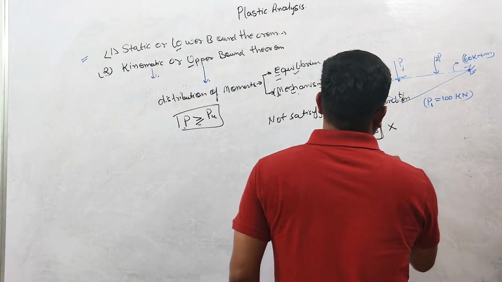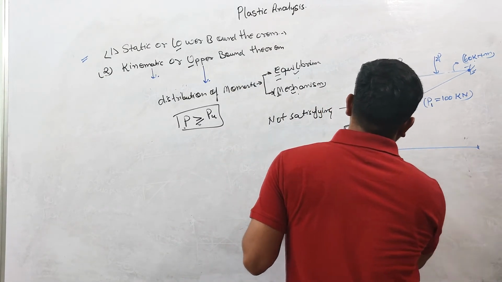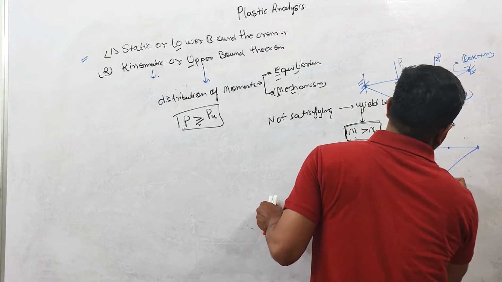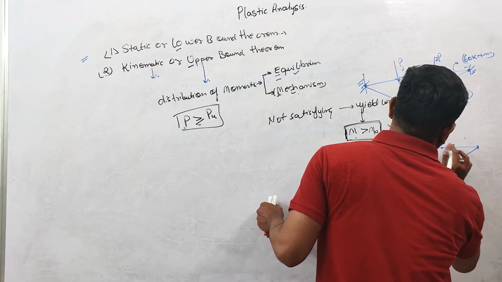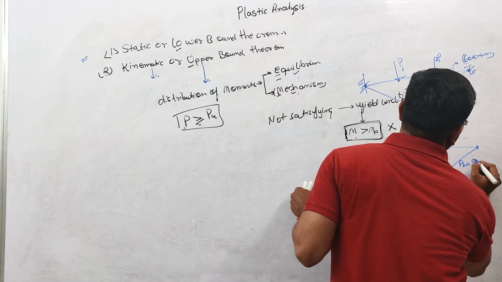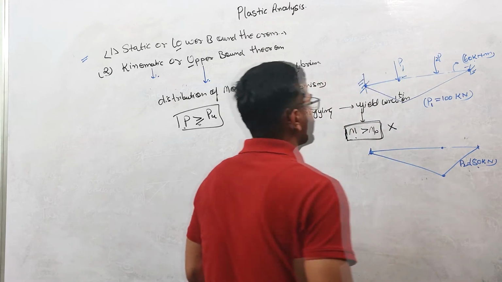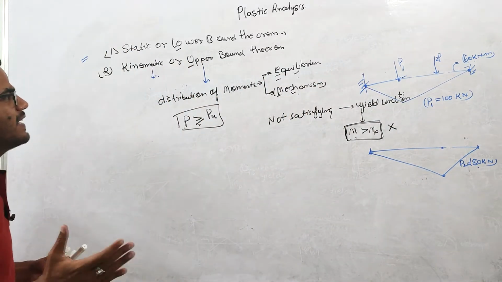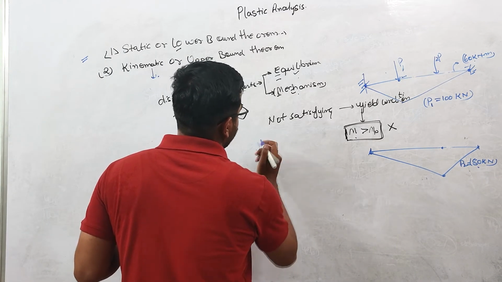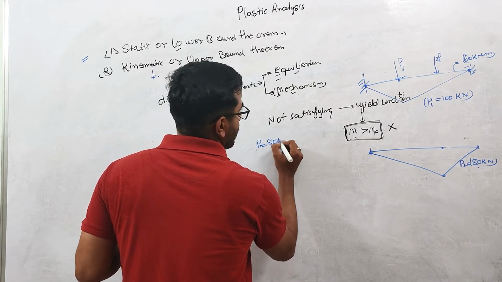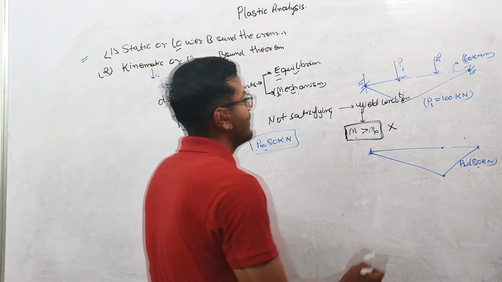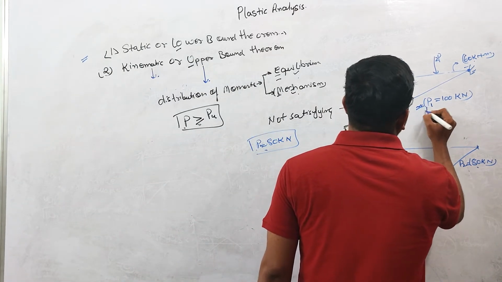And in the next case, you are assuming that collapse is happening when the hinge is forming under this 2P load. And there you are getting the value, let us suppose P2 is equal to 80 kilonewton. So as per the kinematic theorem, the true collapse load will be 80 kilonewton, because there are chances that this will not satisfy the yield condition.